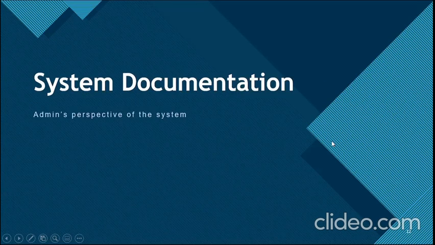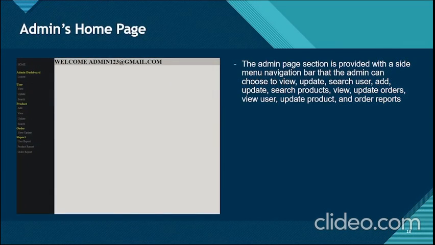So we move on to the admin's perspective of the system. Okay, so this is the admin's homepage. The admin homepage is provided with a side menu navigation bar, this one, that the admin can choose to view, update, search user, add, update, search products, view, update orders, view user, update product, and order reports. So all of them are located on the left side of the tab.